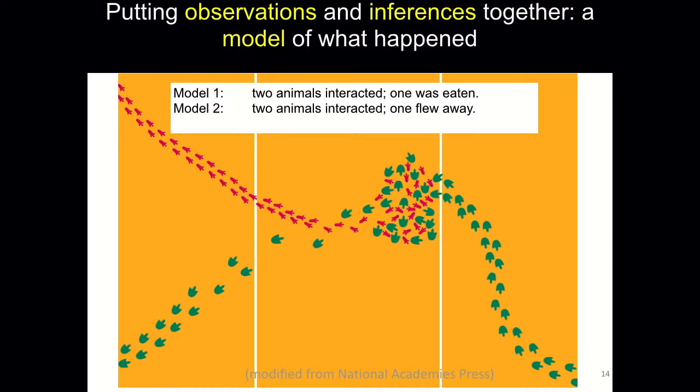An alternative explanation, an alternative model in this case, would be that the 2 animals interacted and one of them flew away. So in this case, we're merely illustrating the differences between observations and inferences, but also highlighting the fact that these 2 forms of understanding are combined to build models of what happens in particular cases.